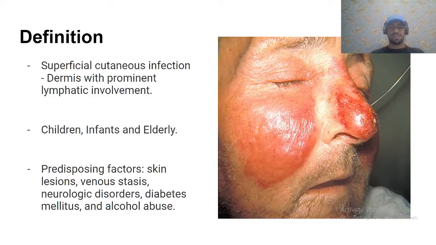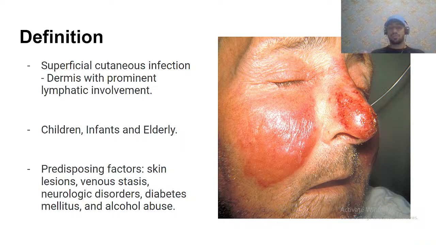Erysipelas. So what is erysipelas? Erysipelas is defined as a superficial cutaneous infection. It mostly affects the dermis, and prominent lymphatic involvement is also present. Mostly it affects children, infants and the elderly.